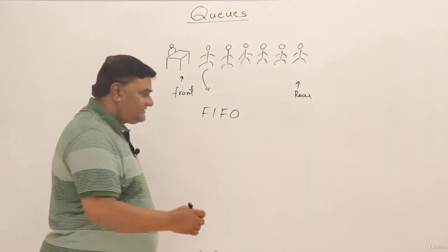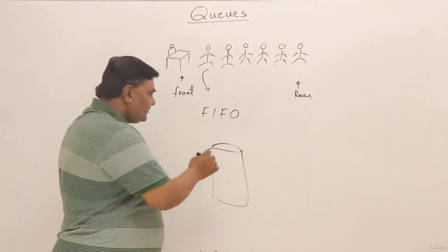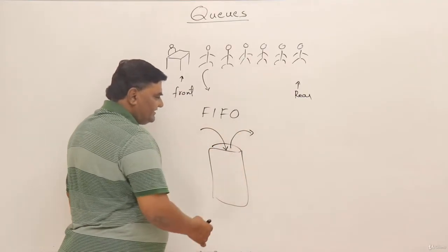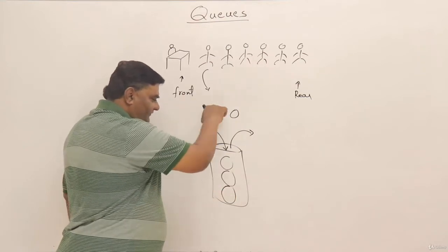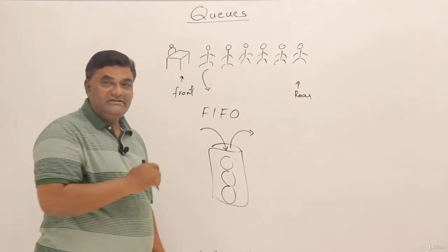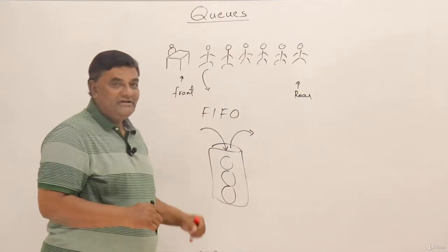Whereas if you remember in the stack, like this is a can, insertion is done from this opening and the deletion is also done from the same opening. If you have some balls in the can, this is the only end from where you insert, and from this end only you can delete. But here in a queue, you insert at the rear end and delete from the front end.